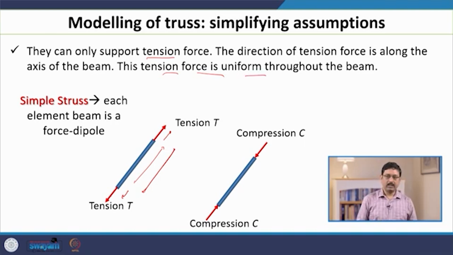Now, in this case our problem is what is called a simple truss. Each beam element, you can think of it as connected at two ends by some support, and the only interaction is happening only at the support.